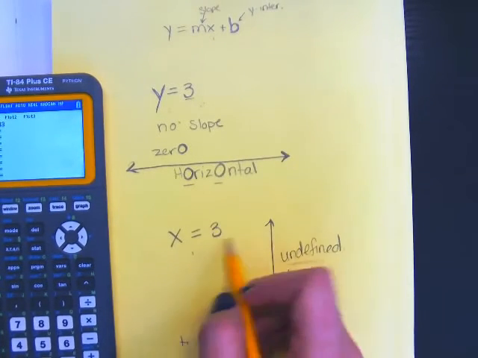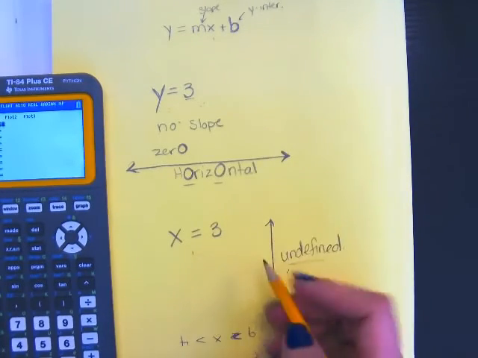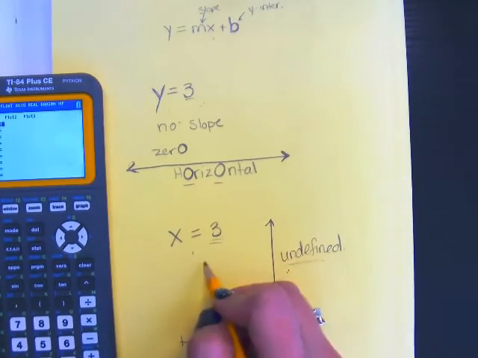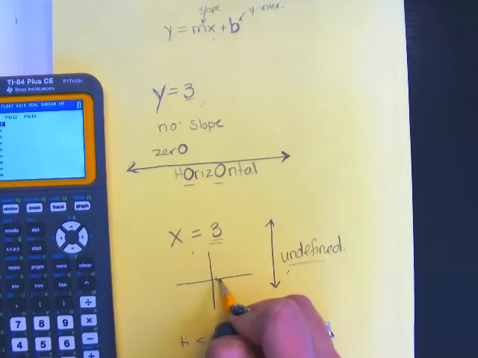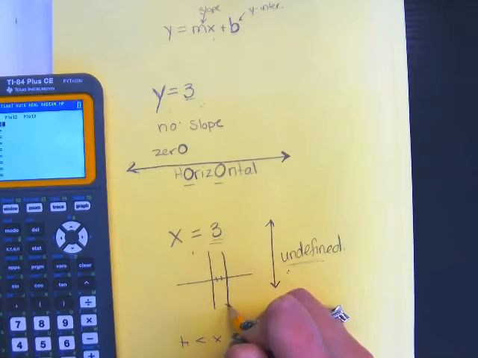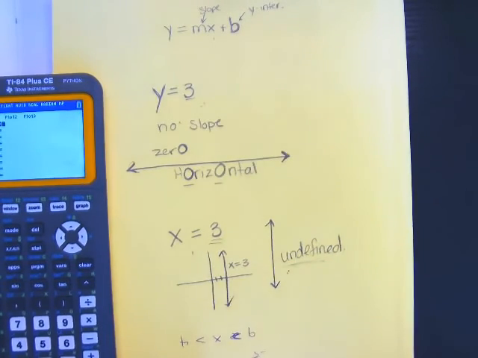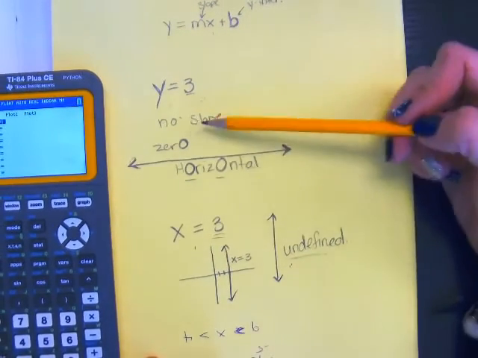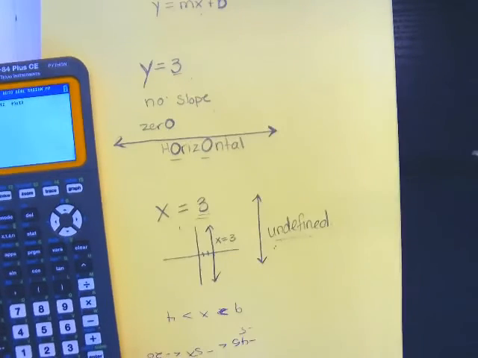x equals 3 is the equation of a line that runs straight up and down, and it goes through 3 on the x-axis. So if we were to graph this, 1, 2, 3, this would be the line. Straight up and down on the x-axis. Okay? So if we have y equals a number, we have no slope. If we have x equals a number, we have undefined slope.